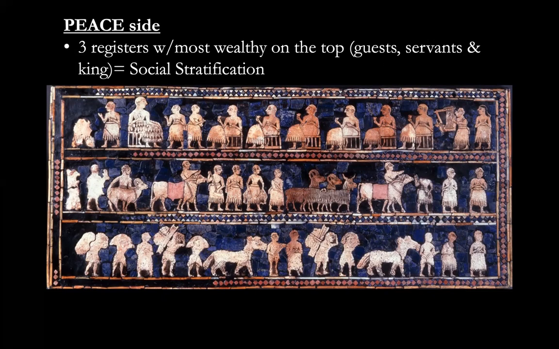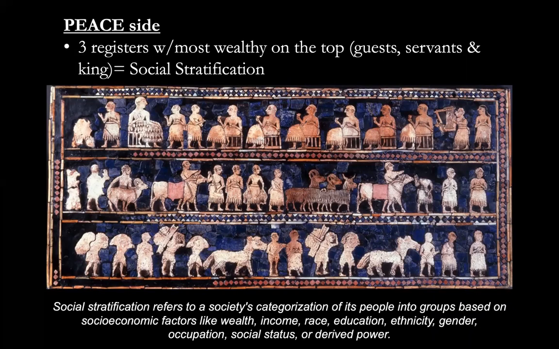So now we're seeing social stratification. Definition: social stratification refers to a society's categorization of its people into groups based on socioeconomic factors like wealth, income, race, education, ethnicity, gender, occupation, social status, or derived power. So we're seeing an emergence of class, right? Lower class, middle class, upper class, things of that nature.